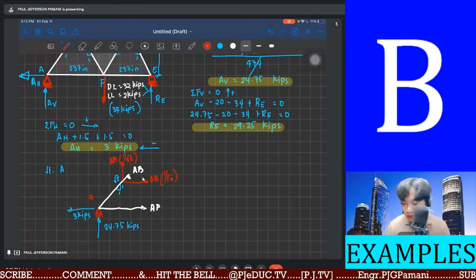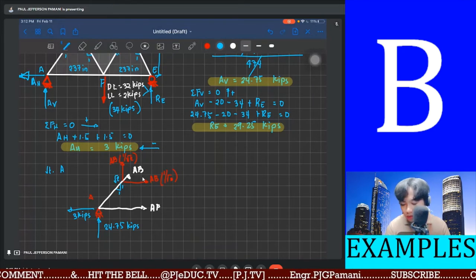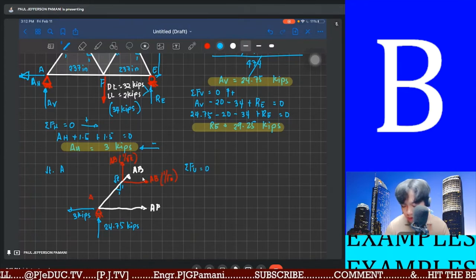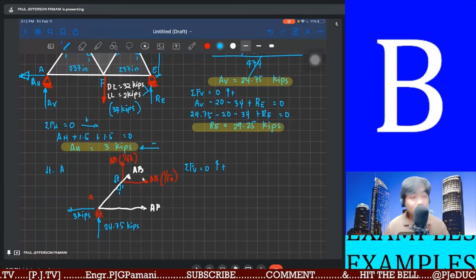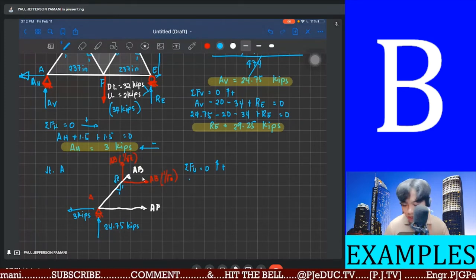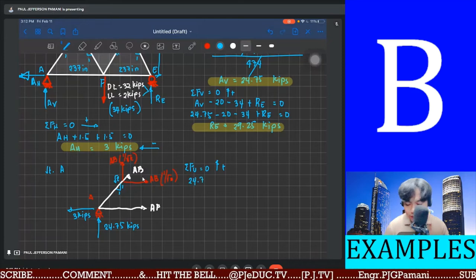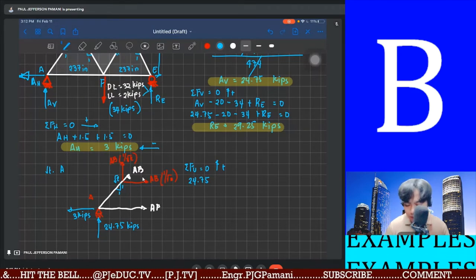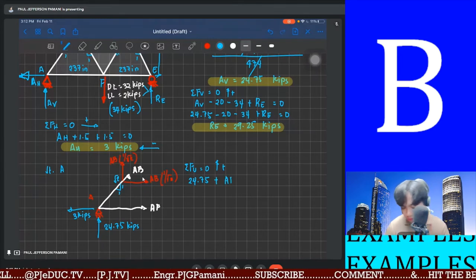By summation of forces vertical, pasensya na, binibilisan ko na dahil maubusan na ako ng oras. Summation forces vertical equal to 0, upward forces positive. What are the forces acting at the vertical axis? Those are only the vertical reaction at the hinge support of 24.75 kips and of course the vertical component of AB that is also going upward.